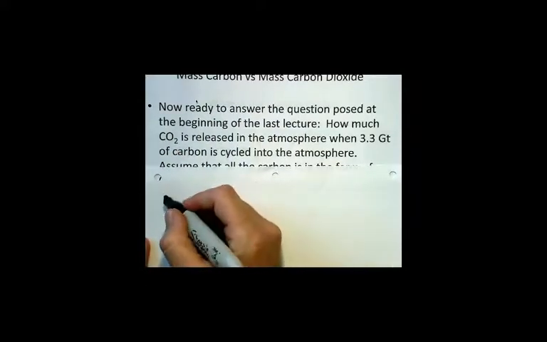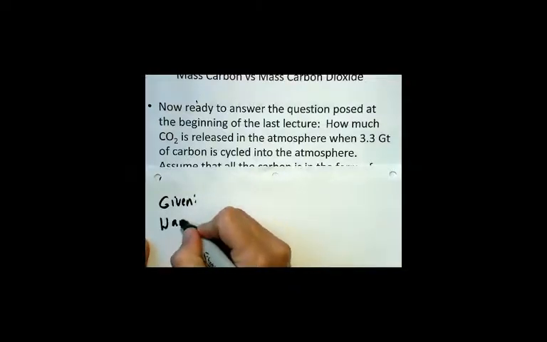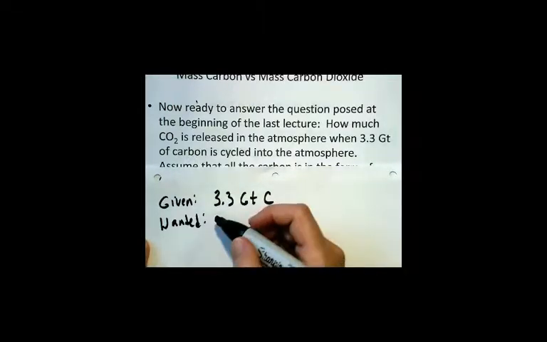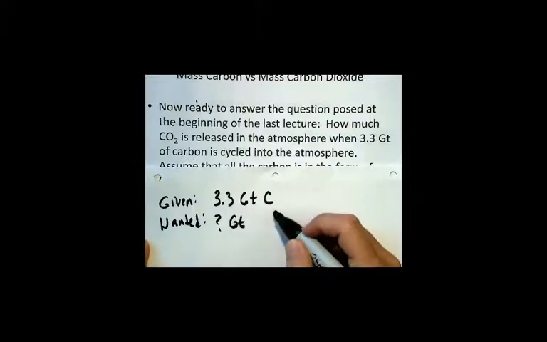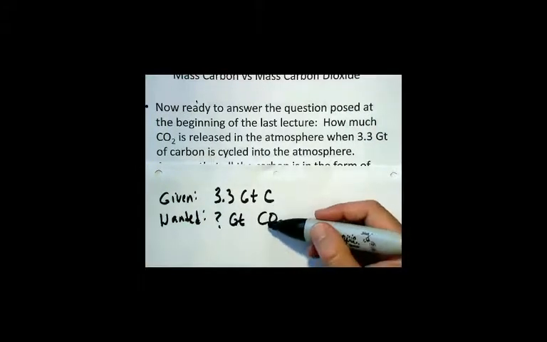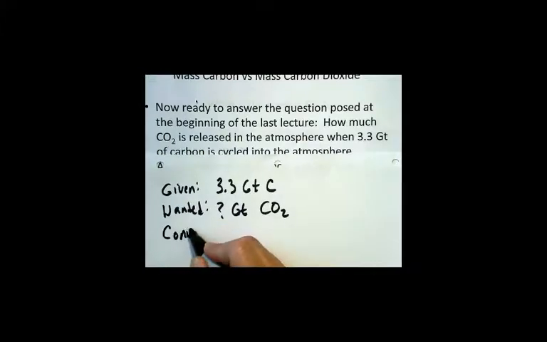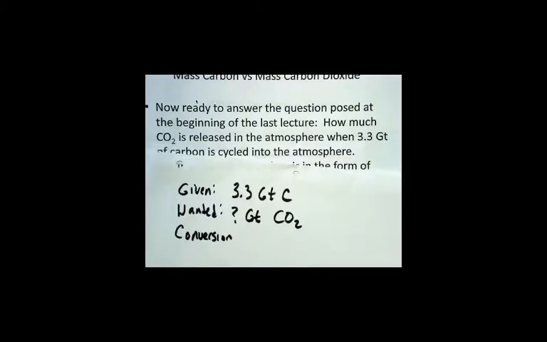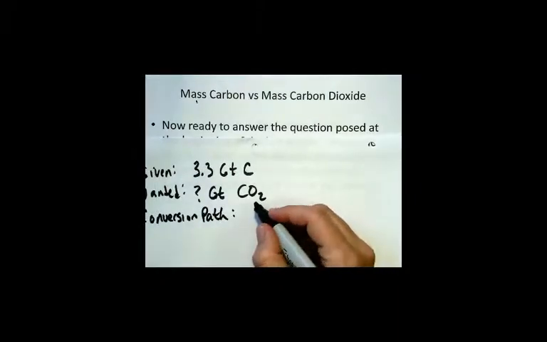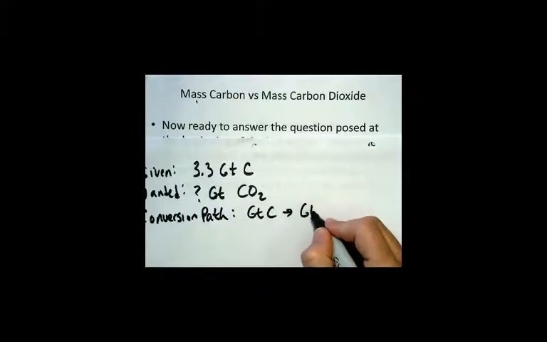I'm going to put a fresh piece of paper up here so we have plenty of space. So what you want to do, first of all, is look at the question. What we always want to say is, what's given and what's wanted. In this particular question, what's given is 3.3 gigatons of carbon. And what we want to know is how many gigatons of carbon dioxide does that relate to, assuming that all the carbon in the 3.3 gigatons is found in the form of carbon dioxide. So we're going to have to just do a conversion. The conversion path is going to be from gigatons of carbon to gigatons of carbon dioxide.